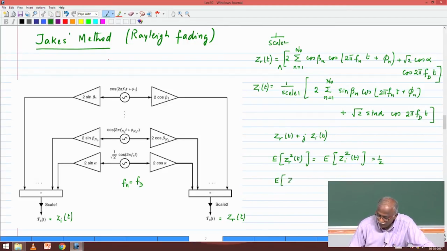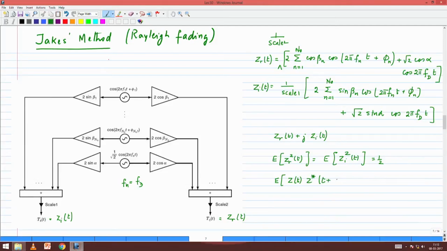Expected value of Z of t, Z star of t plus delta t, is equal to some constant times j naught 2 pi f d times delta t. It's a wide-sense stationary process. Okay, this will be satisfied, and it is probably not clear at all why this should be satisfied, why this should even look like a random process, and the whole thing hangs together.